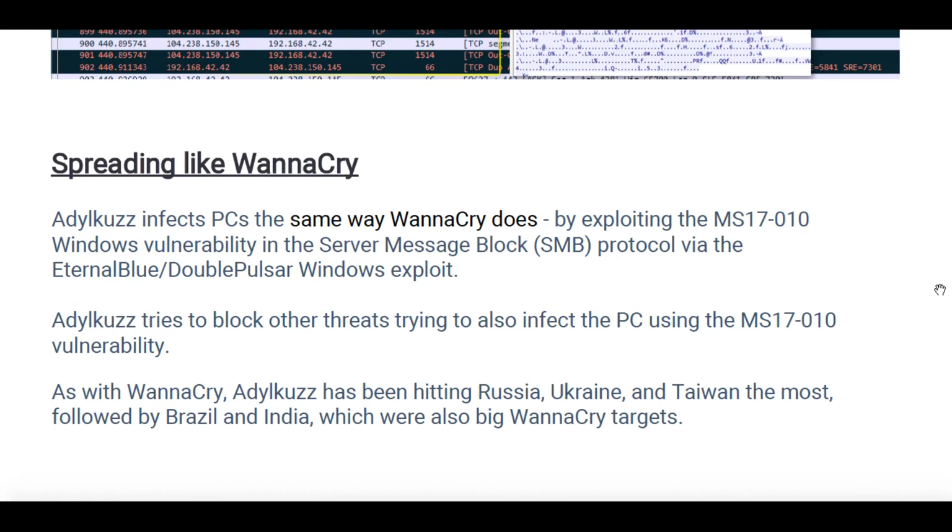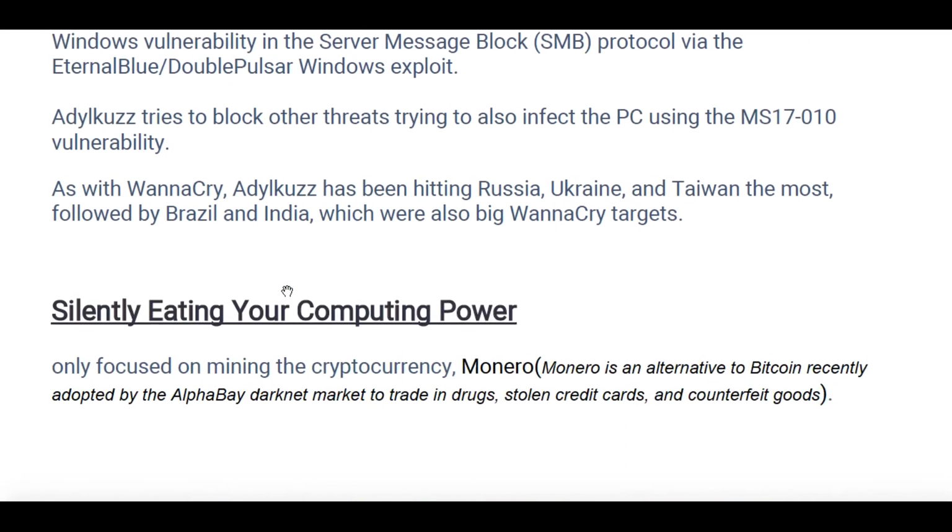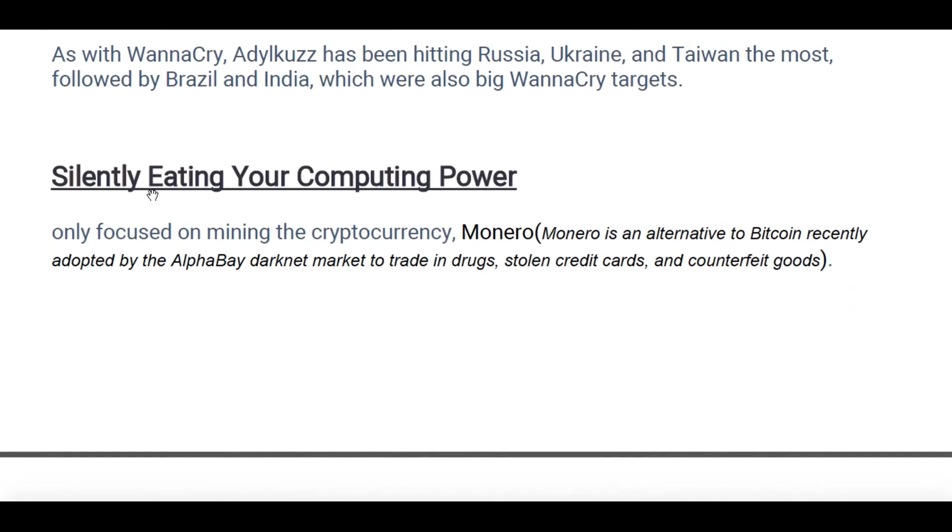Now it appears that at any given time, there are multiple Adylkuzz command and control servers hosting the crypto miner binaries and mining instructions. So as you can see, it infects PCs the same way as WannaCry by exploiting this particular vulnerability. And what they are using is EternalBlue and DoublePulsar. I hope this particular point is clear. They are silently eating your computer's power just to earn more money, remember.